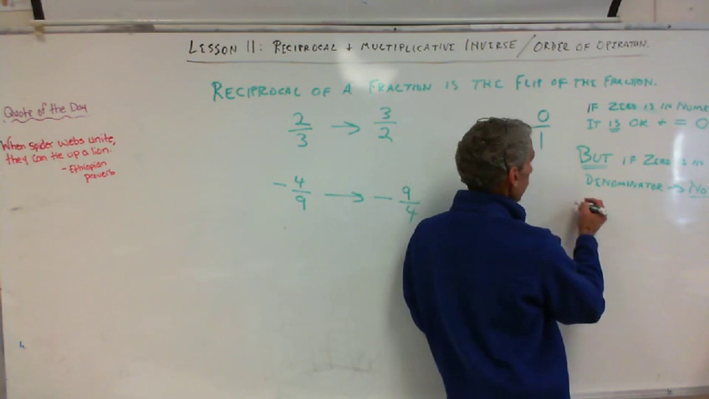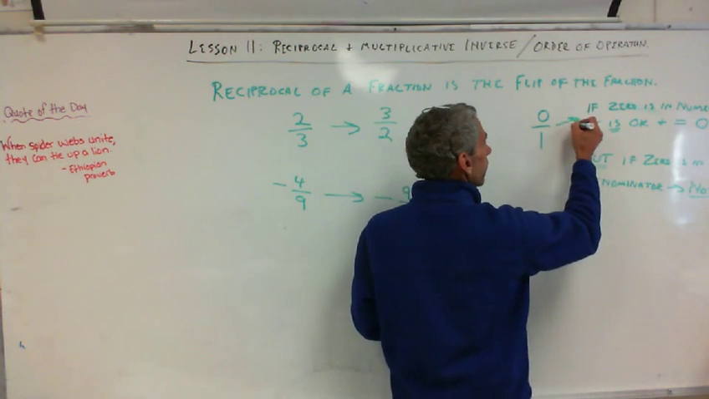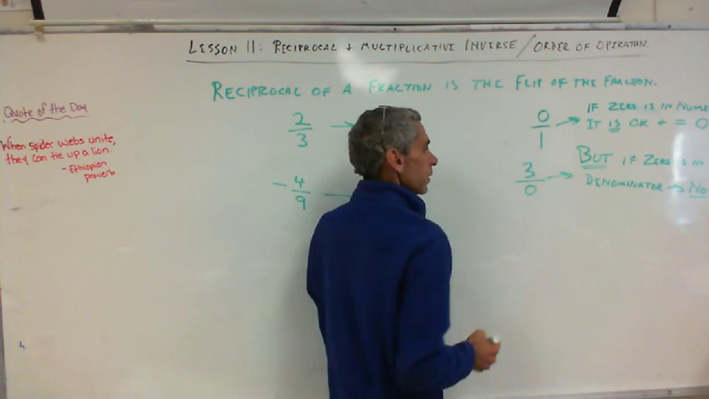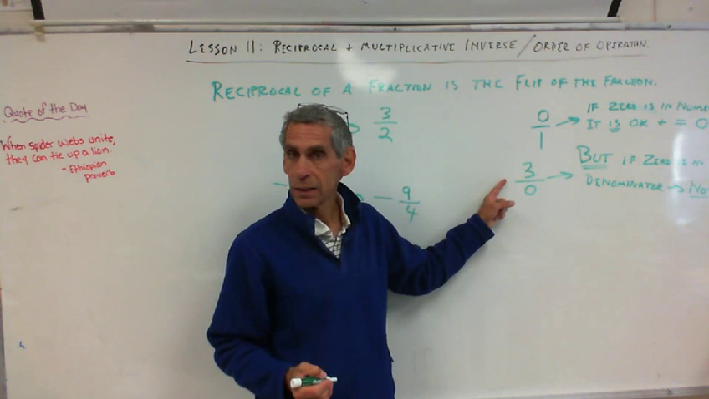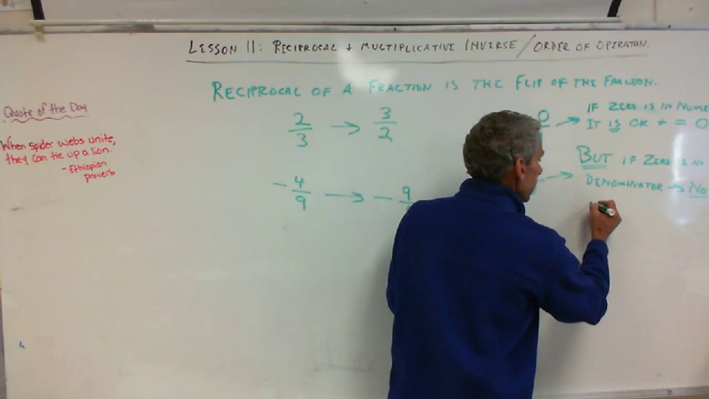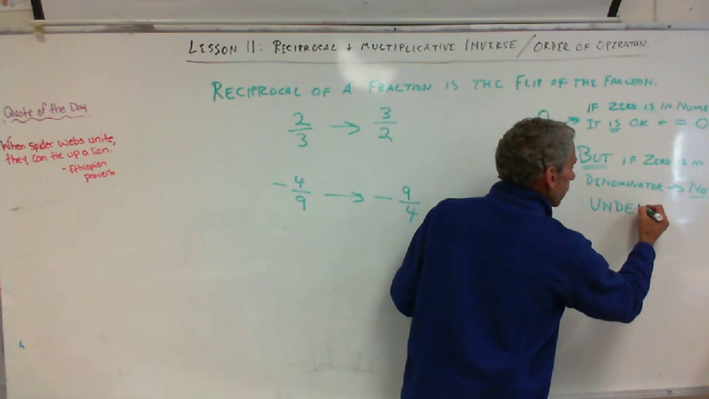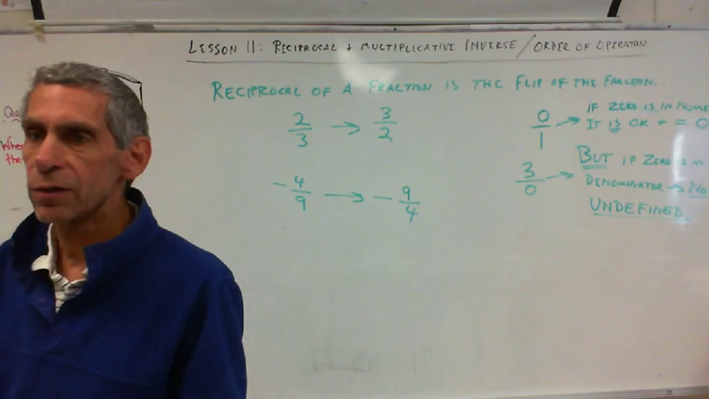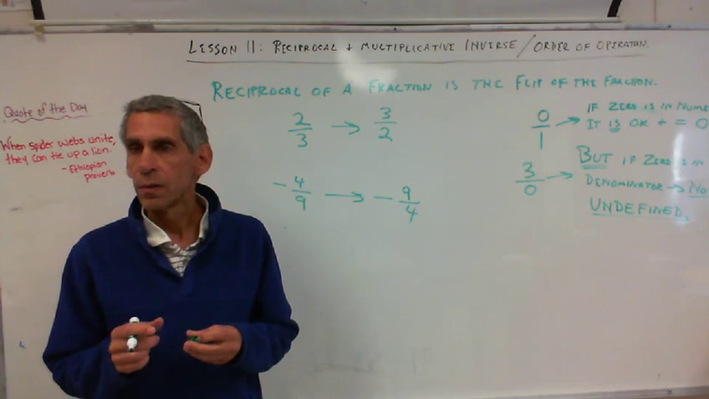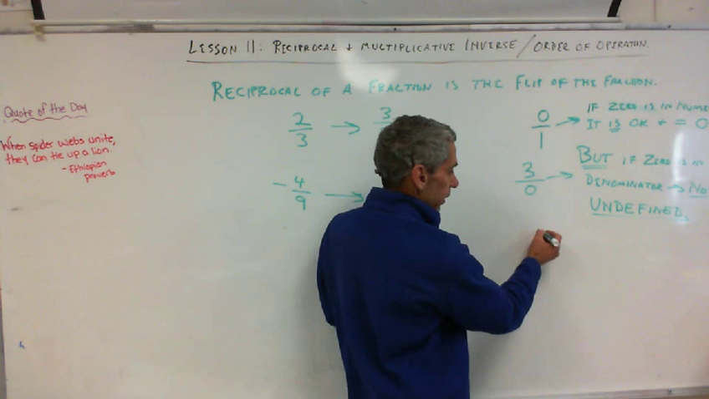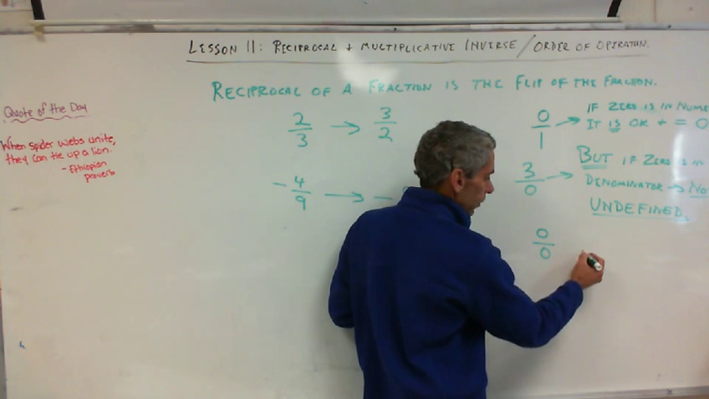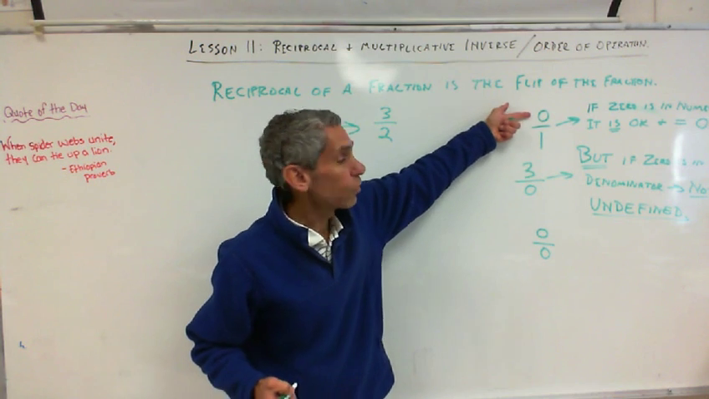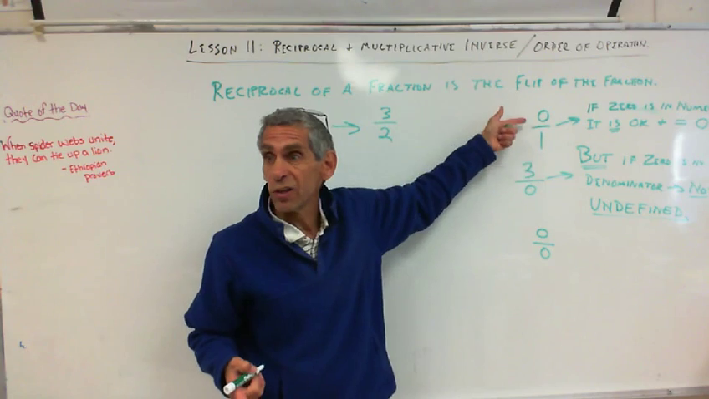For this, if you had 3/0, that is called undefined. Undefined is usually the word they use, but 0 over 0 is indeterminate, right? There's no, this is not 0. 0 over 1 is 0. 0 over 2, 0 over a million, 0 over a billion, 0 over a trillion, 0 over a googol.